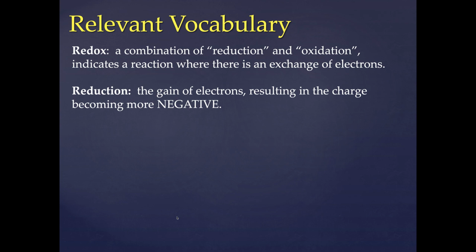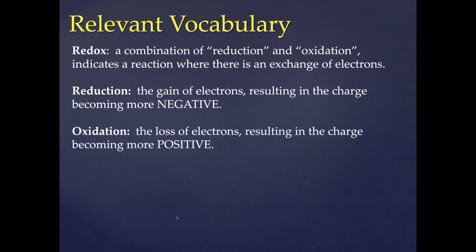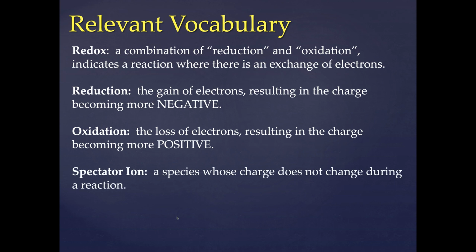It's becoming more negative. Oxidation is the loss of electrons, and it was first described with respect to oxygen reacting with metals. The metals lost their electrons to oxygen, so it was called oxidation, resulting in the charge becoming more positive. And spectator ions are any ions whose charge does not change during the reaction. And by the way, the word species refers to things like atoms or ions, whether monatomic or polyatomic.